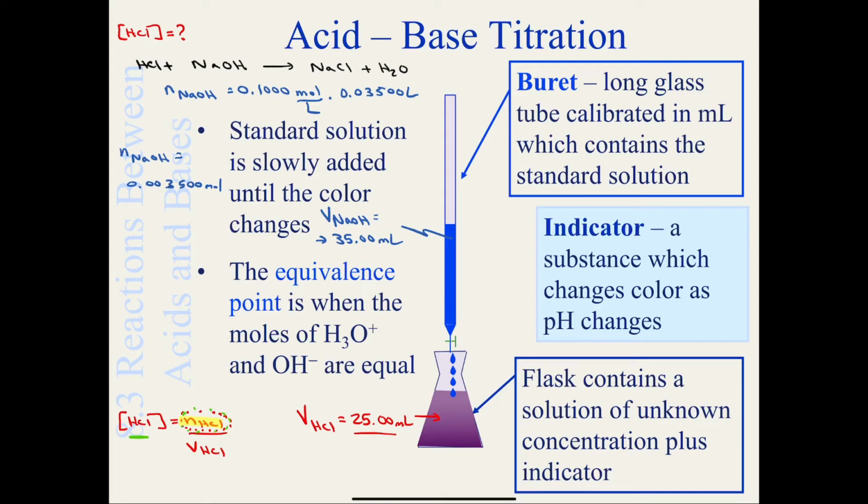Again, in order to determine the concentration of HCl, I need the number of moles of hydrochloric acid. If I look at my balanced equation, I can see that the ratio of hydrochloric acid to sodium hydroxide is 1:1. Therefore, the number of moles of sodium hydroxide is equal to the number of moles of hydrochloric acid. Now I can calculate the concentration of HCl because I know the volume and the number of moles of my hydrochloric acid. So let's plug those numbers in: 0.003500 moles divided by 0.02500 liters, and I get that the concentration of my hydrochloric acid is 0.1400 molar, or moles per liter.